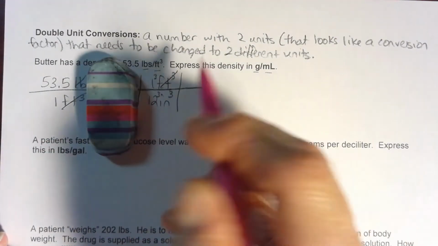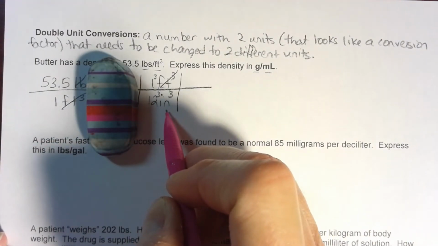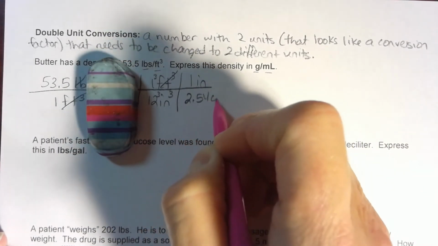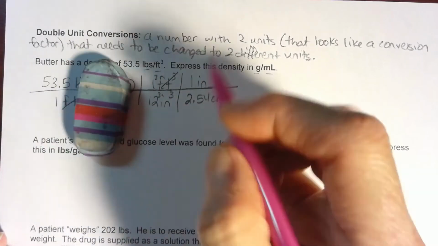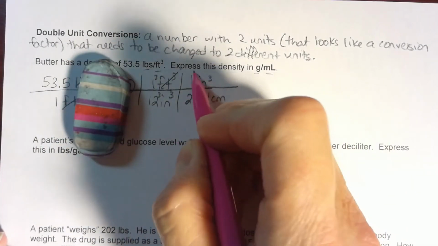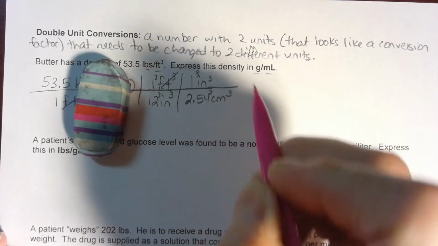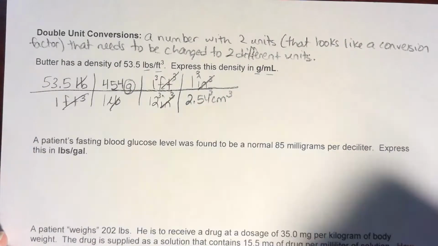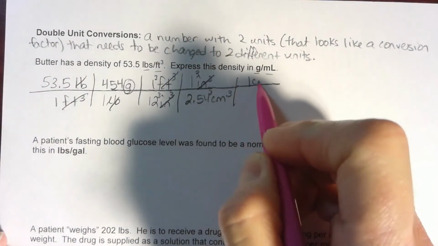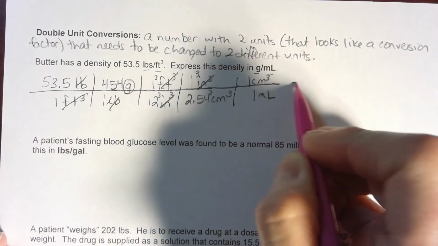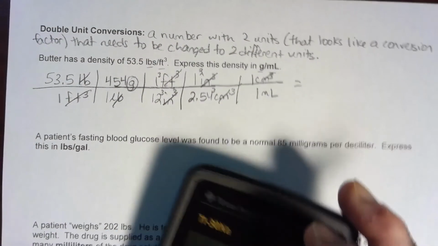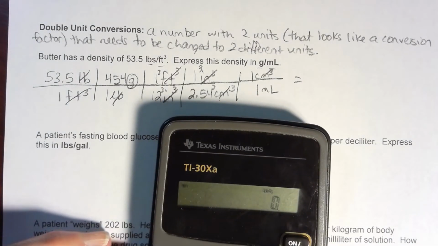That gets my feet cubed canceled. I'm in inches cubed at the bottom. I know that 1 inch is 2.54 centimeters. And again, if I cube everything in that conversion, then I get inches cubed canceled out, and that leaves me with centimeters cubed. 1 centimeter cubed is the same as 1 milliliter. Centimeters cubed cancel out.